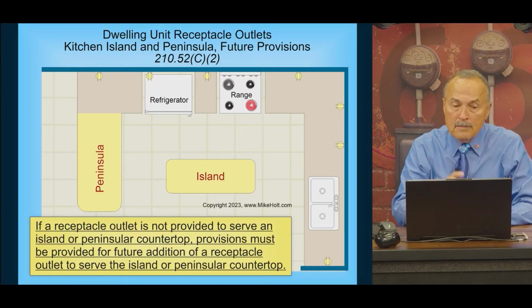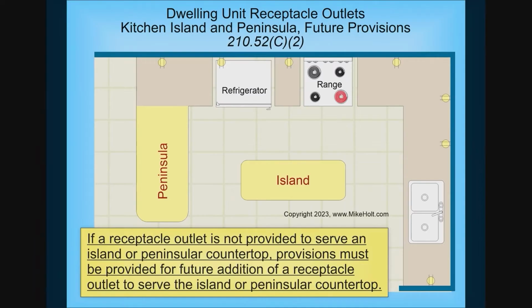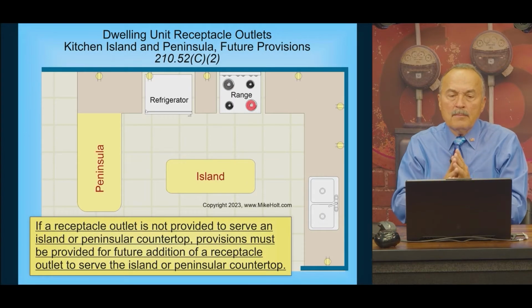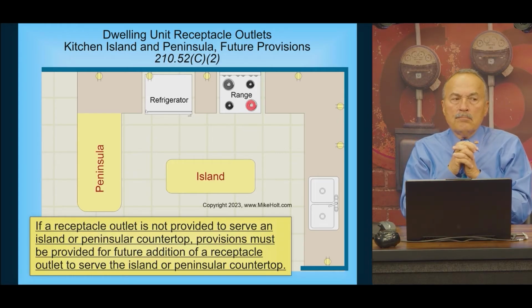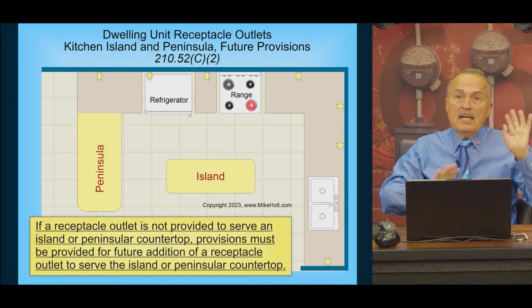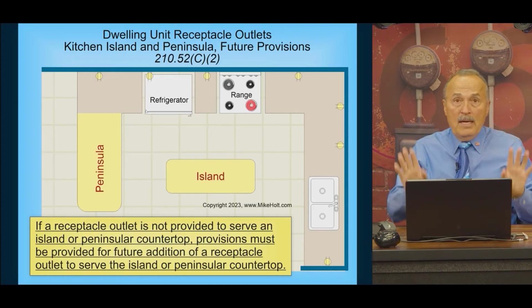But here's what it says. Let's read the text here. If a receptacle outlet is not provided to serve an island or peninsula countertop, provisions must be provided for future addition of a receptacle outlet to serve the island or peninsula countertop. So what it's saying is, we'll tell you why it's not required in a minute. Say the owner says, I'm not going to put any, I don't like what the designers and decorators are doing here, this is a mess. That's fine.